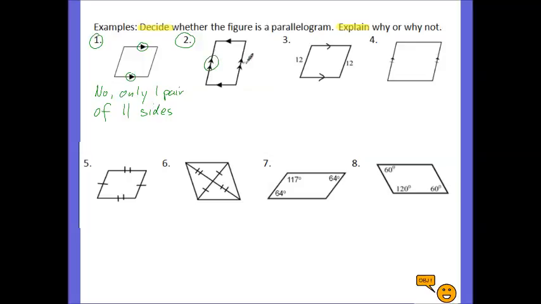In example number 2, we have these two opposite sides that are parallel and these two opposite sides that are parallel. So the answer is yes, this is a parallelogram because both pairs of opposite sides are parallel. Okay, now let's look at examples 3 and 4.